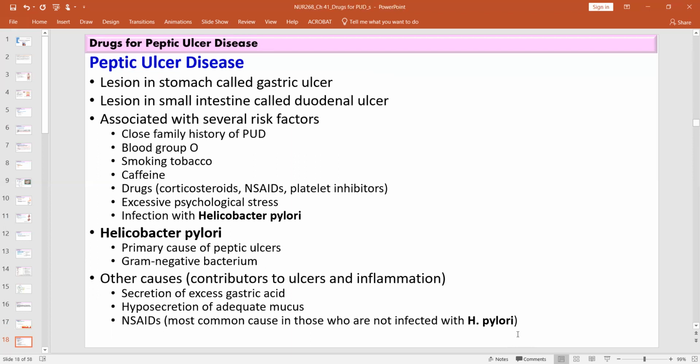In addition to these, you can also add advanced age, chronic diseases like emphysema, rheumatoid arthritis, liver cirrhosis, obesity, and alcohol. So the primary cause of peptic ulcer disease is H. pylori.